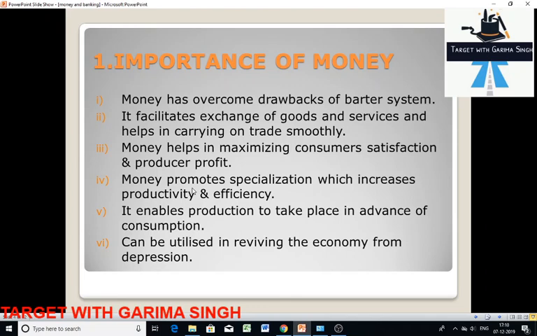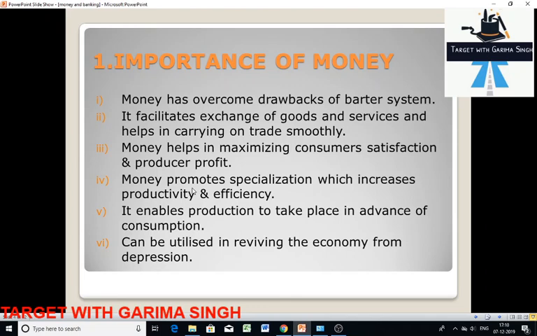Money can be utilized in reviving the economy from depression. Money enables production to take place in advance of consumption. It is the institution of money which has proved a valuable social instrument of promoting economic welfare. The whole economic science is based on money. Economic motives and activities are measured by money. In fact, money makes its appearance in every phase of economics.